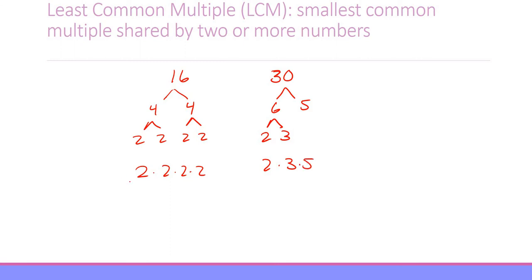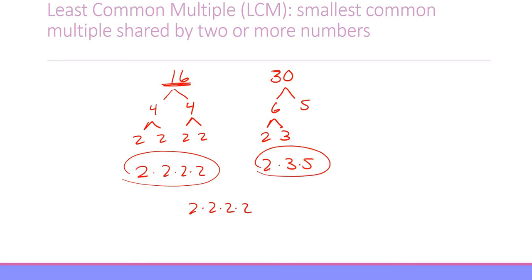All right, I need all the factors of 16 because I need 16 to be part of my multiple. So I need 4 2's. For 30, I need a 2 and a 3 and a 5. I've already got a 2. I'm going to add the 3 and the 5. And if I multiply those together, that's 10, 30 times 8 is 240, which is the least common multiple of 16 and 30.